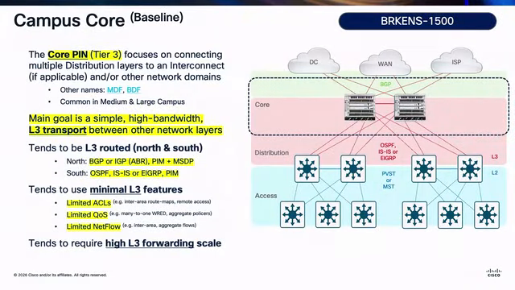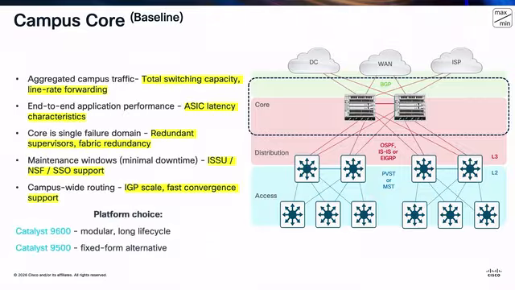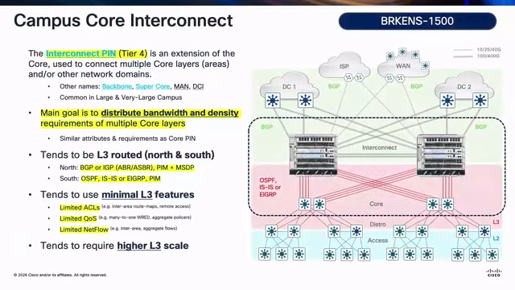All right, still with me? Good. Core layer. Core, main goal is simple. High bandwidth, deep buffers, layer 3 transport between whatever's below me to whatever's above me. So we are simply looking at the layer 3 scale here, redundancy of the supervisors, IGP scale, fast convergence, again, no-brainer, 9500s or 9600s on the modular end.